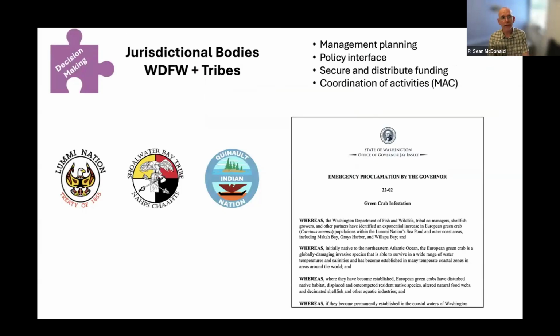So I do want to highlight the role that the emergency and disaster declarations have played in the management of green crab, particularly in Washington state. The Lummi Nation declared an emergency in November of 2021, the Shoalwater Bay Tribe in January of 2022, Washington state through Governor Inslee's emergency order declared in January 2022. And then the Quinault Indian Nation declared an emergency in April of 2024.